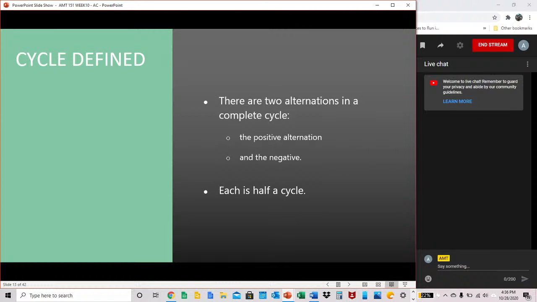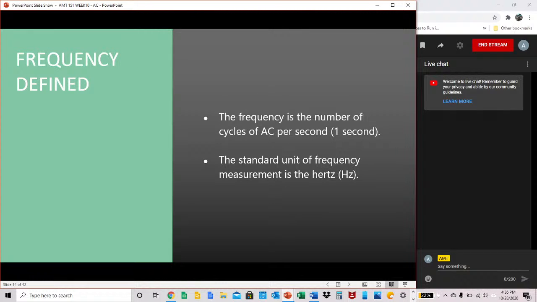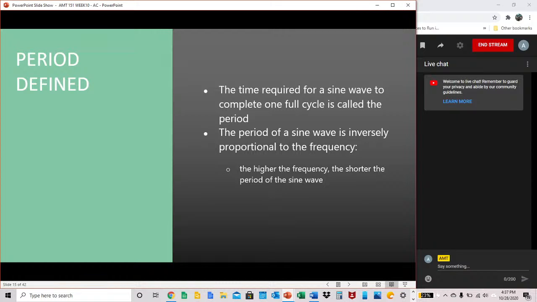Okay, so cycles and frequency. Frequency defined. Frequency is the number of cycles of AC per second, per 1 second. The standard unit of frequency measurement is the hertz, Hz. We also have period, period defined. The time required for a sine wave to complete one full cycle is called the period.